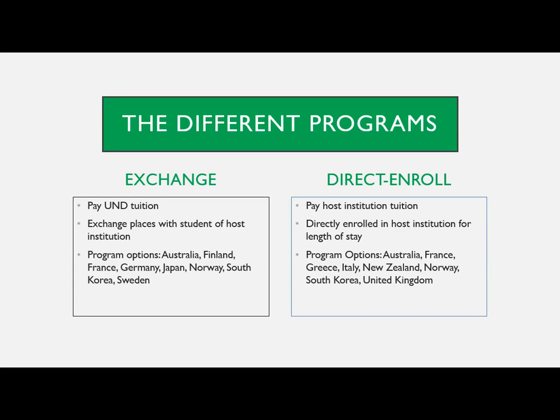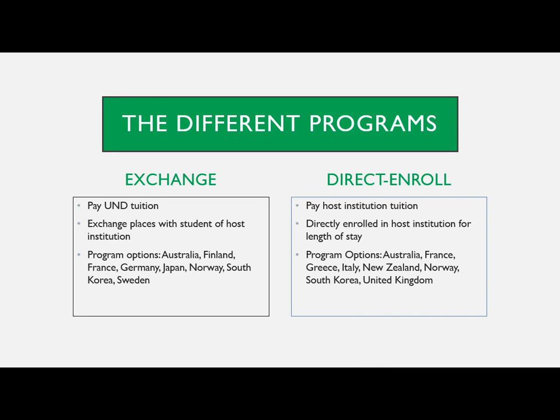In Exchange and Direct Enroll, students often may have a higher level of independence than they would if they chose an affiliate program. This is because when students choose either of these 2 programs, they will enroll directly at their chosen international university, where they have the freedom to navigate their host country at their own leisure. In the exchange program, a student will trade places with a native student of the host institution while paying UND tuition and fees. So, if this person decides to study abroad at Karlstad University in Sweden, they could change places with a Swedish student who will come to study abroad at UND.